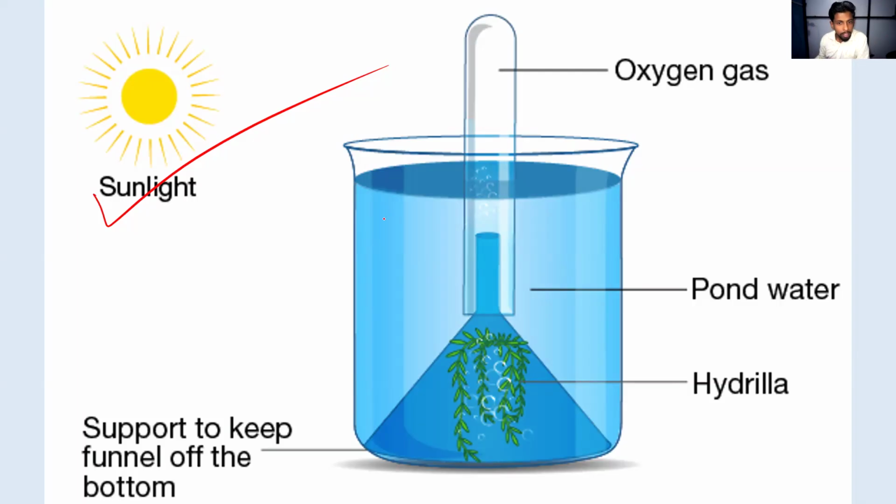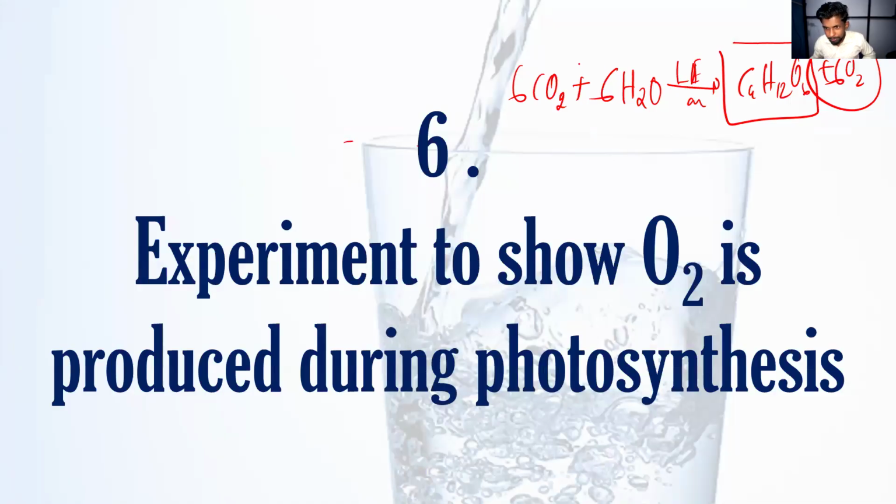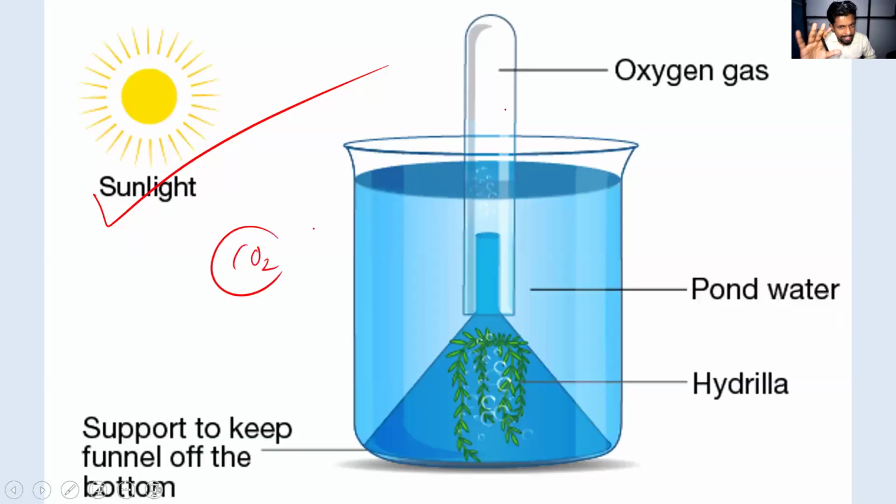Okay, and the second factor is carbon dioxide. In the equation we have already written it here. You may remember. So for the second factor, we need carbon dioxide. So how does this plant get the carbon dioxide? Because this plant is in the water, right? So how does this plant get the carbon dioxide? You may have this second doubt.